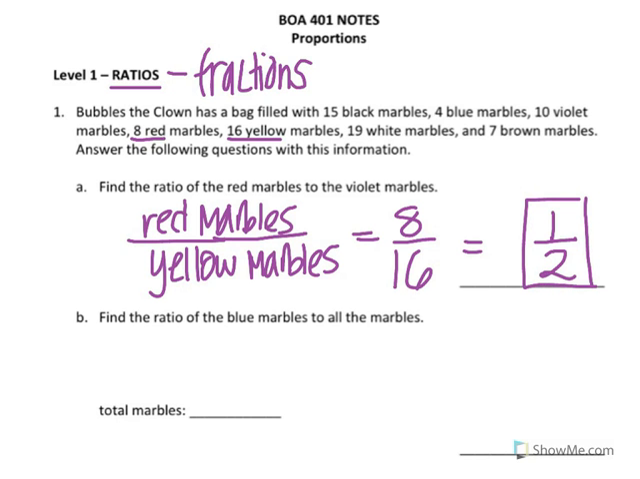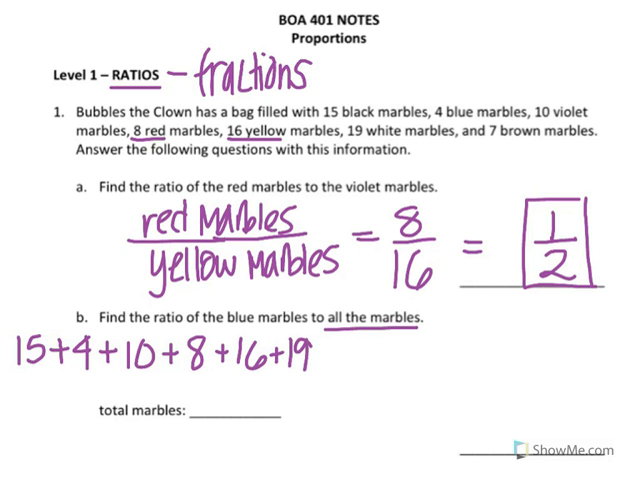For part B, we're going to find the ratio of blue marbles to all the marbles. Well, if we're going to find all the marbles, we're going to have to add up all the individual marbles to see the total number of marbles that we have. So we're going to take 15 black plus 4 blue plus 10 violet plus 8 red plus 16 yellow plus 19 white, and lastly 7 brown. Now I will save you the trouble of your calculator and tell you that there are 79 total marbles.